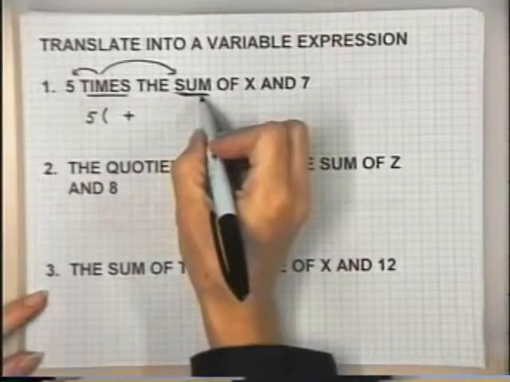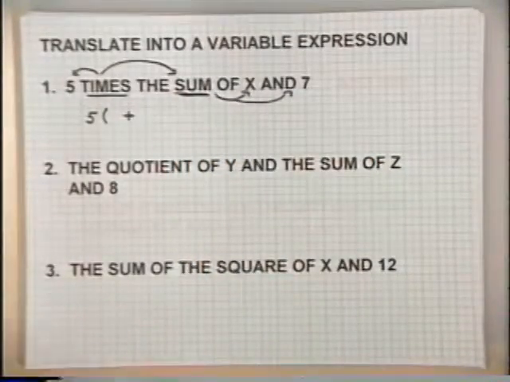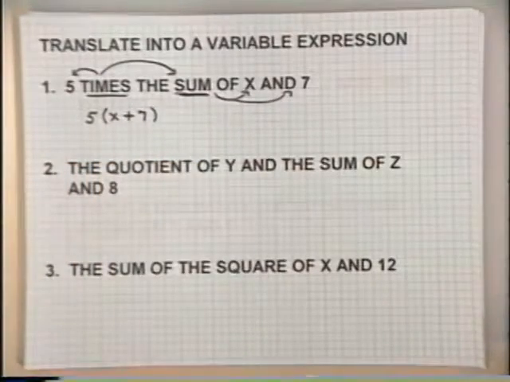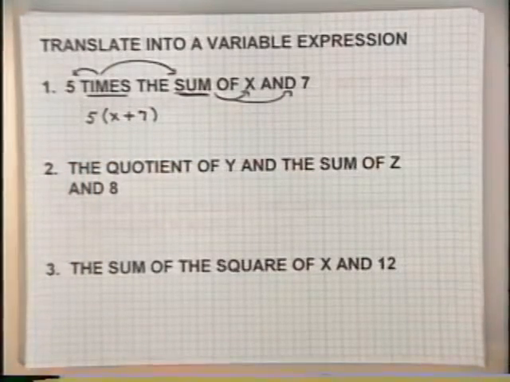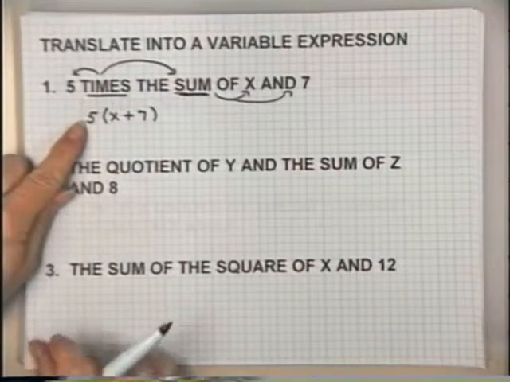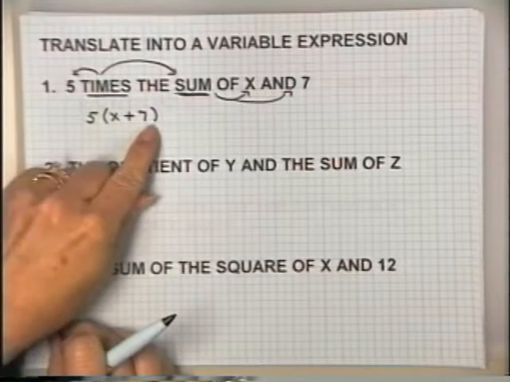Now this sum is the sum of x and 7. So we will put x plus 7 inside the parenthesis. Now let's check to see that our expression is saying exactly what the words say. 5 is times the sum of x and 7.